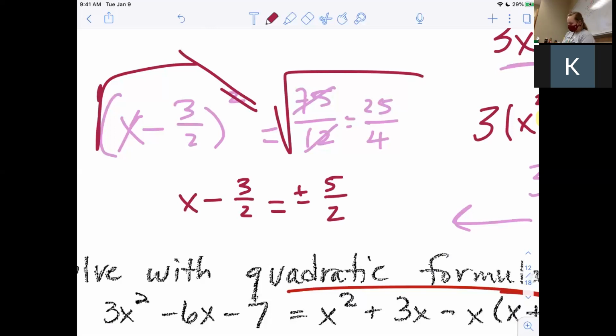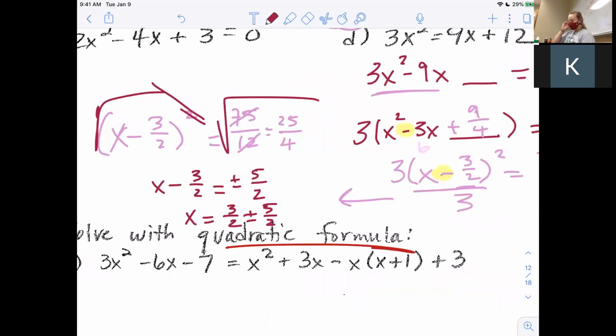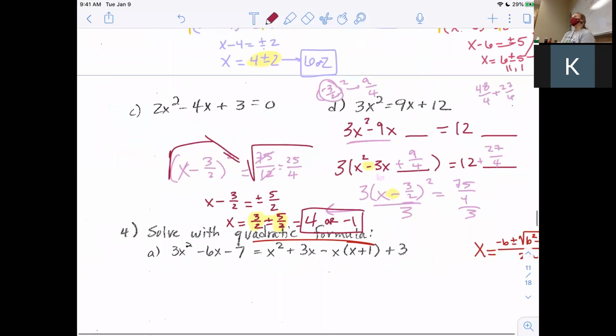Add your 3 over 2 to both sides. So I've got x equals 3 over 2 plus or minus 5 over 2. I know. Problem just keeps going. Now I have to add and subtract. So I've got 3 over 2 plus 5 over 2. The one nice thing is that they both have the same denominator, so I don't have to do any work besides that. 3 plus 5 is going to be 8 over 2, which is 4. And then I'm going to do 3 over 2 minus 5 over 2. 3 minus 5 is negative 2, and negative 2 over 2 is negative 1. That was a lot of work for some nice, pretty answers, right?